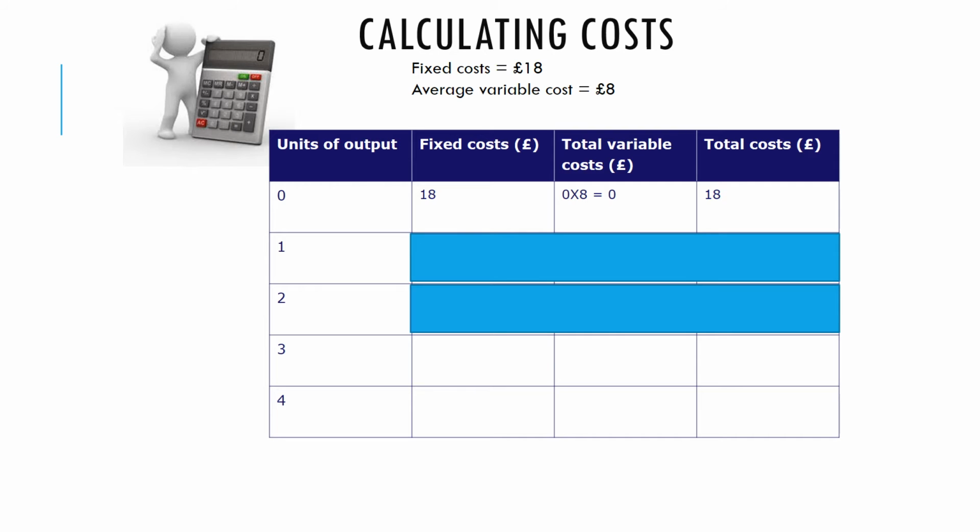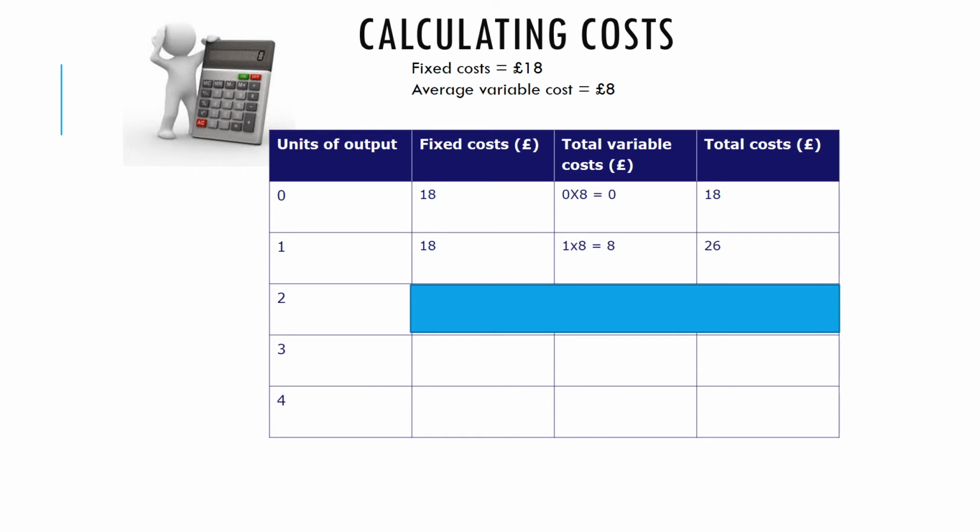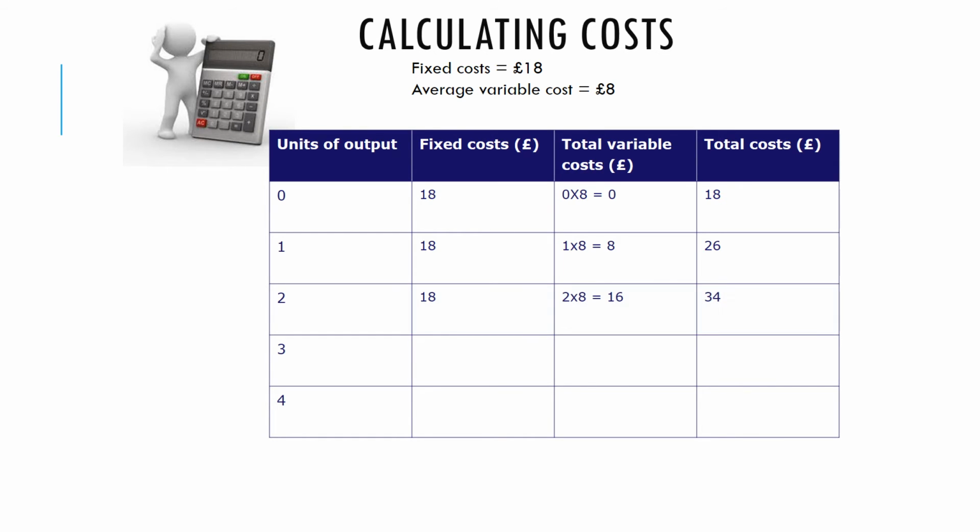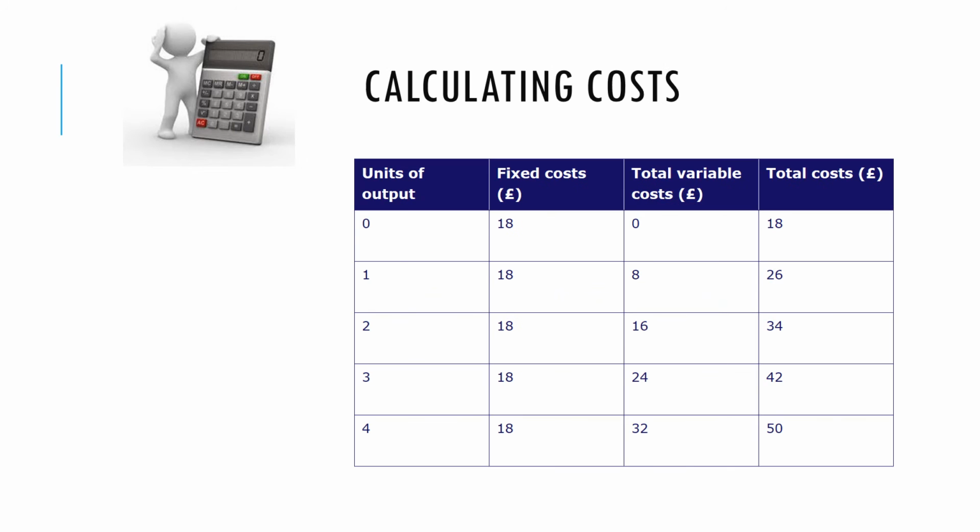Let's have a look at the second row. If 1 unit is produced, again the fixed costs will be 18. The variable costs, well, producing 1 item now, and the cost per item is £8. So our total costs will be £26. For the third row, if 2 units are produced, the fixed costs do not vary. The variable costs will be 2 lots of 8, which gives us 16, so the total cost will be 34. Here's the final complete table. You can check that against how you did a couple of minutes ago.